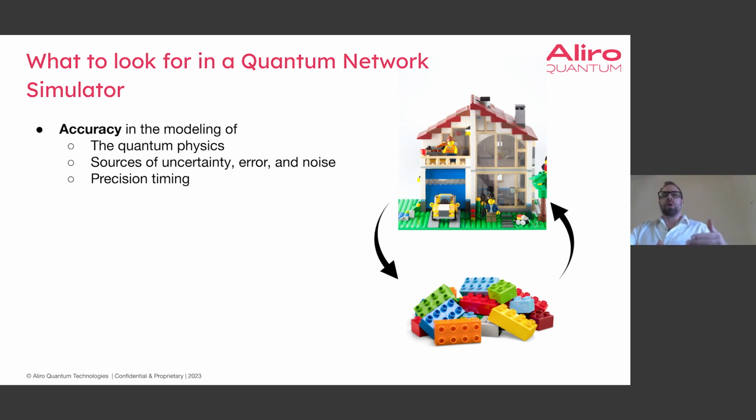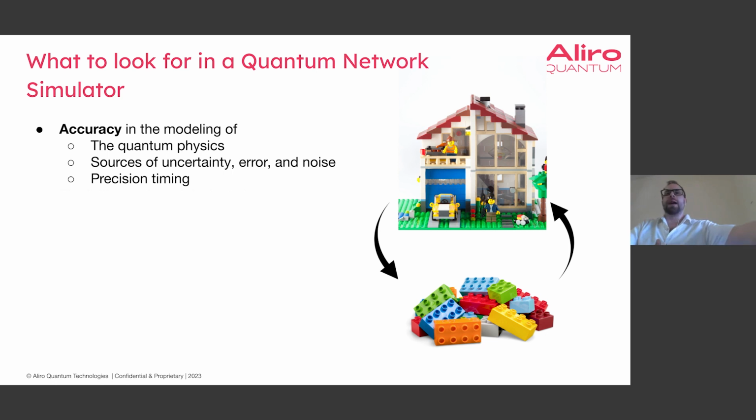And the accuracy that you want to be focusing on, in general, has to be accurately modeling what the quantum physics is happening at a low level. It needs to be able to properly account for various sources of uncertainty and error and quantum noise. As we've been talking about, the noise and loss experienced by qubits is very, very important to understanding if your design will actually work. So being able to properly model these is very, very important.